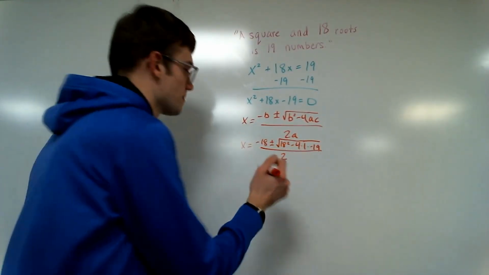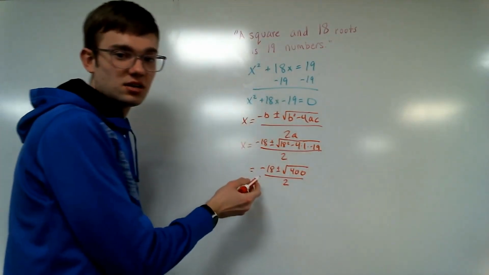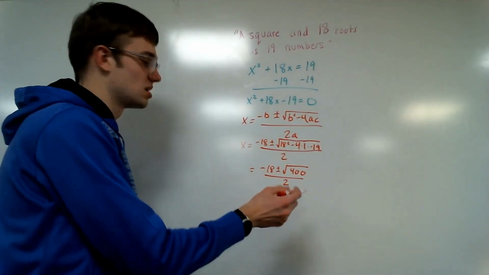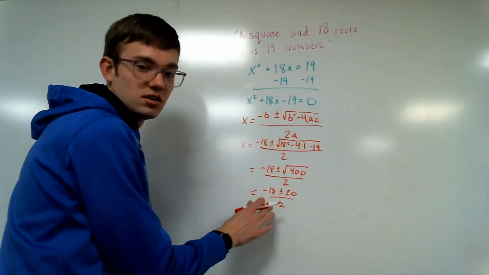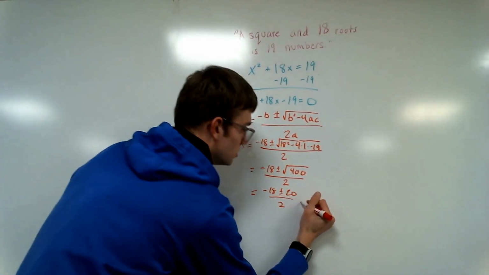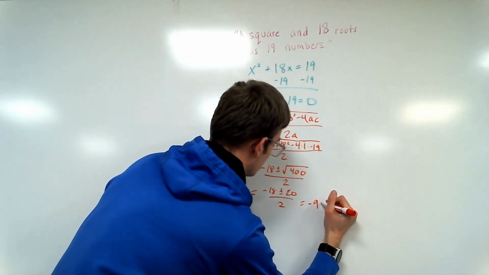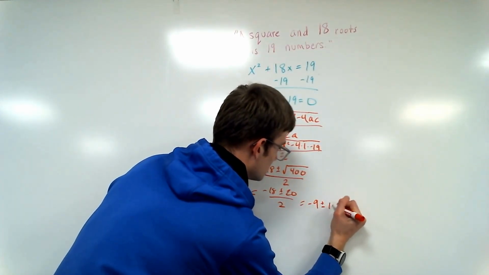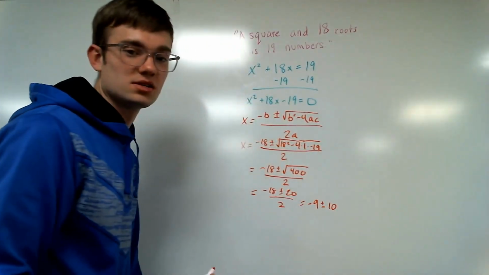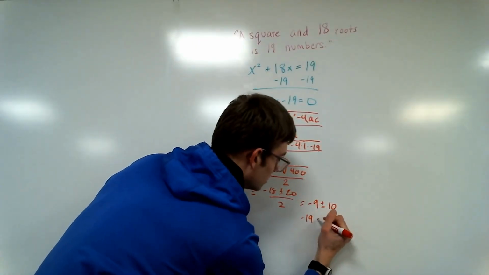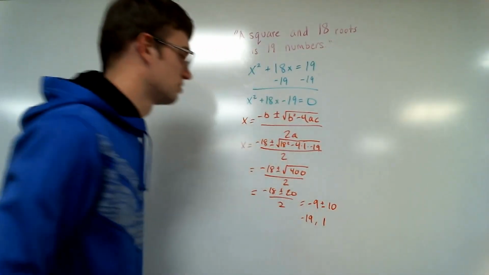Working that out, we get negative 18 plus or minus the square root of 400 over 2, which is the same thing as negative 18 plus or minus 20 over 2, or negative 9 plus or minus 10, which will get us the same answers of negative 19 and positive 1.